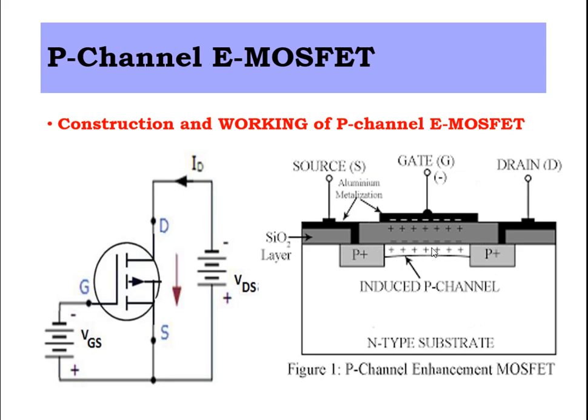So we have an induced P channel. This P channel is going to get induced depending upon the type of the gate source voltage we are going to apply. Here the type of channel creation that is required is of P type. In case of a P channel EMOSFET, a negative VDS is applied and VGS is also negative. So this is a circuit diagram for P channel EMOSFET.